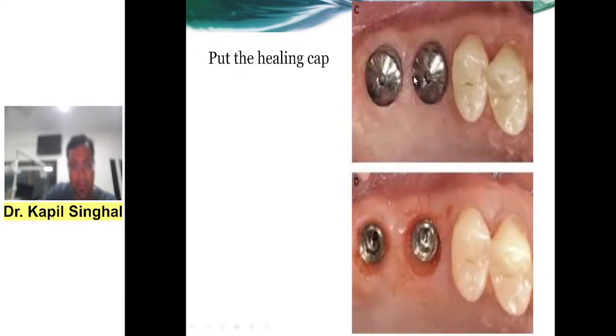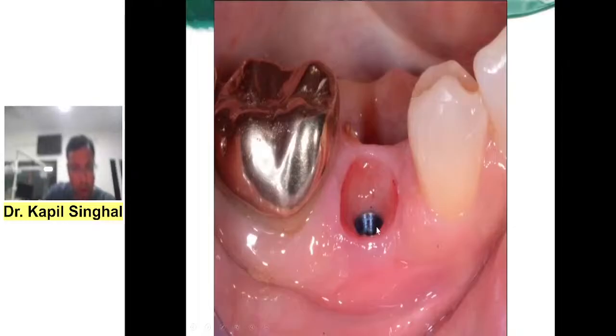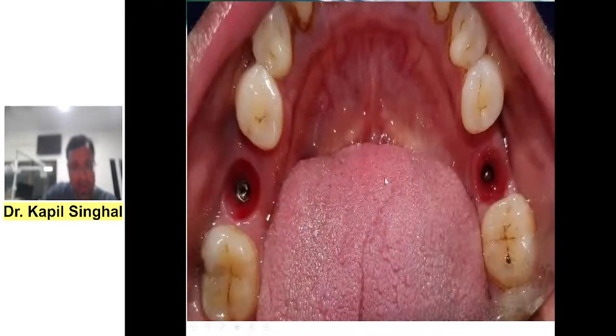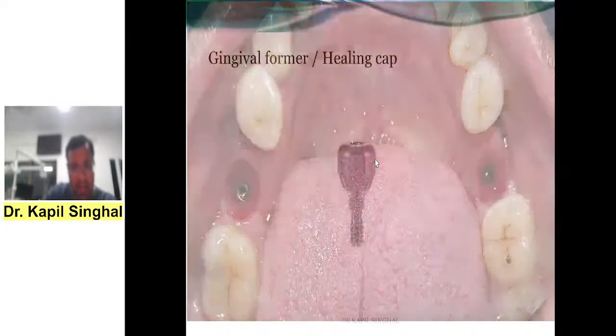So this healing cap has helped to create an emergence of soft tissue around the implant. Okay. So once this soft tissue emergence is created around your implant by the healing cap, I can ask you a question, which component helps to get this emergence? So the option could be healing cap or a healing abutment or a gingival former. Now my implant is ready for the next step, that is impression. Okay, so that is the emergence, that is all created by the healing abutment or the healing cap.